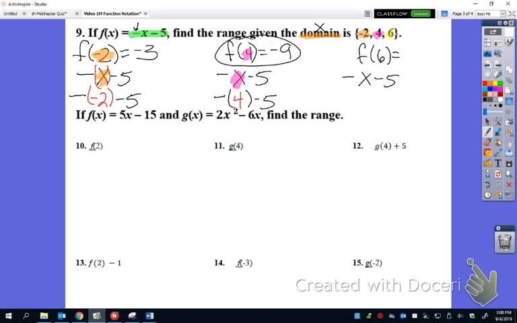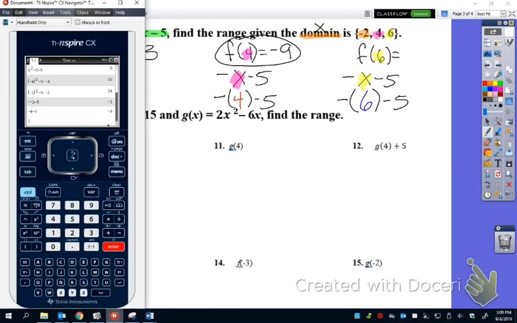So f of 4 equals negative 9. And on the last one, wherever you see x, you're going to use a 6. So negative, parentheses, and then you put in your 6. And then you bring down the minus 5. Okay?